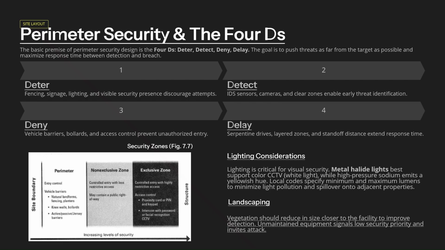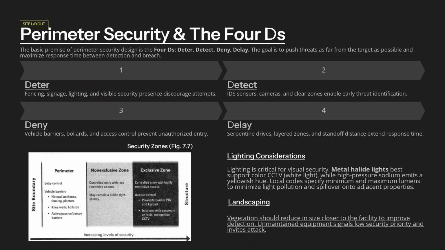Perimeter security is the first line of defense, and it is guided by the principle of the 4 Ds: deter, detect, delay, and deny. Deter involves discouraging potential intruders through visible measures such as fencing, signage, and lighting. Detect focuses on identifying threats early using surveillance systems, sensors, and alarms. Delay is about slowing down an intruder, giving response teams time to act.